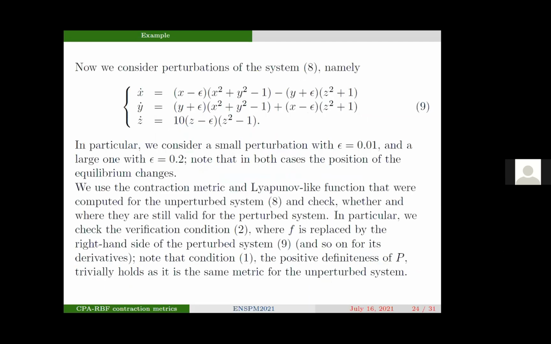Now, the interesting point is that if I consider a small perturbation in the system, I added these two terms here and this multiplicative term in the third dimension, and consider two values for epsilon, a small one and a bigger one. Then what we're going to do is use the same contraction metric and Lyapunov-like function calculated for the original system, and now do the verification for the perturbed system. So we change the right-hand side with the f of the perturbed system and see how things go.